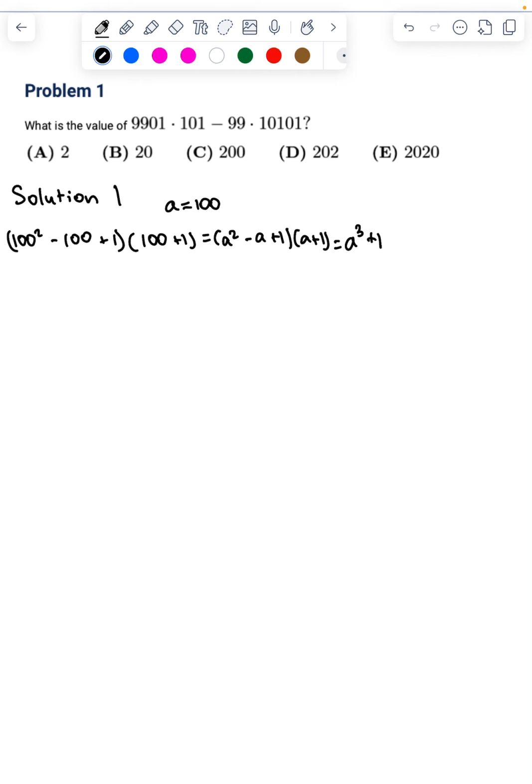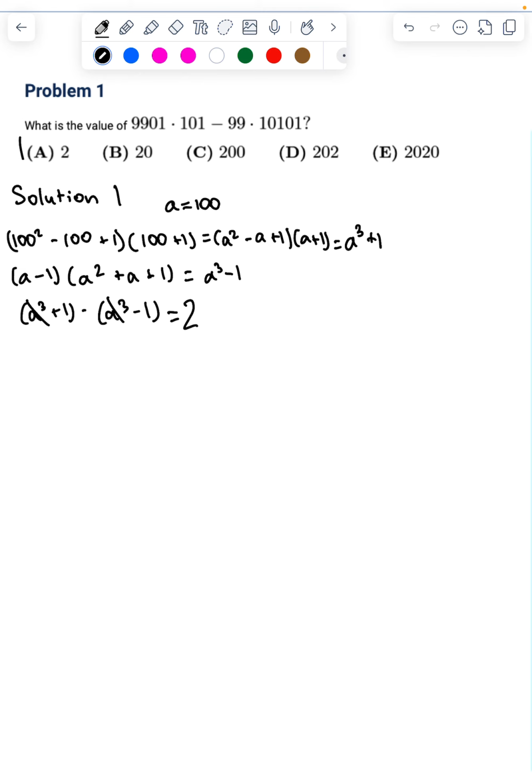Let's do a similar thing for the second expression. That will be a minus 1 times a squared plus a plus 1. And that is a cubed minus 1. So let's do some subtraction. Crossing out the a cubed terms, and you get 2. So that is solution 1.